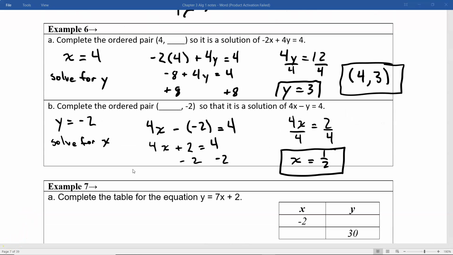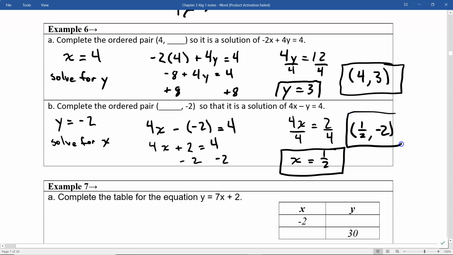And the solution you should have gotten is x equal to 1/2. I forgot to write the new ordered pair now, but it is going to be (1/2, -2). So this time, the only thing that changed is our y is given to us, and we had to solve for x.